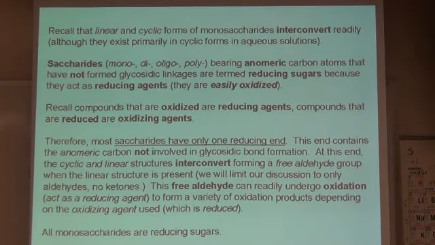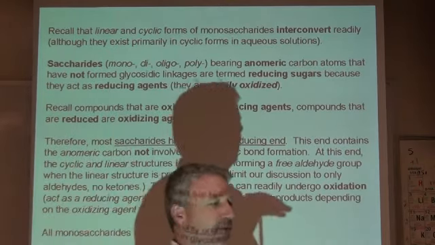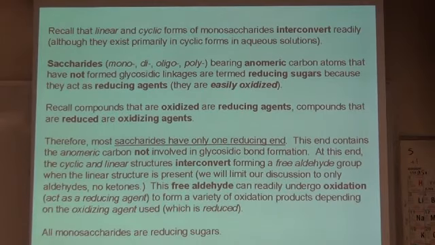Okay, reducing sugars. We're actually going to do a lab where we determine what is reducing. What is it? Reducing sugars are any sugar that has a free anomeric carbon. That is a carbon that's not involved in some type of bond. That's it. Okay? That's it.